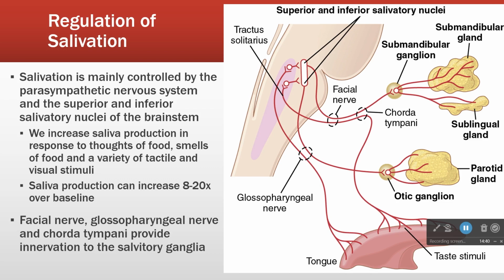All right, so salivation is regulated by an area of the brainstem called the salivatory nuclei. So superior and inferior salivatory nuclei. And then the path out of that nuclei is the tractus solitarius. And that's going to innervate the submandibular ganglion, which innervates the submandibular gland, the otic ganglion, which innervates the parotid gland, and then the sublingual gland shares the ganglion with the submandibular gland.